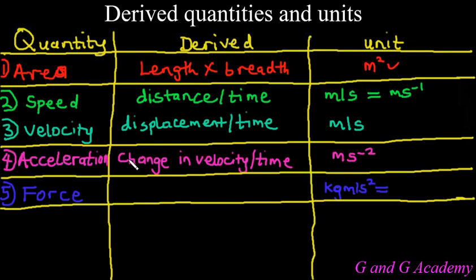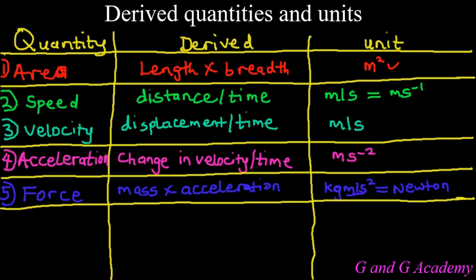Okay, now let's talk about another derived quantity, which is force. Now force is mass times acceleration, and you know the unit of mass is what? Kg. Okay, and that of acceleration is what? Meter per second squared. And this SI unit is named after the person that actually worked on force, which is what? Newton. Are you getting what we are trying to establish?